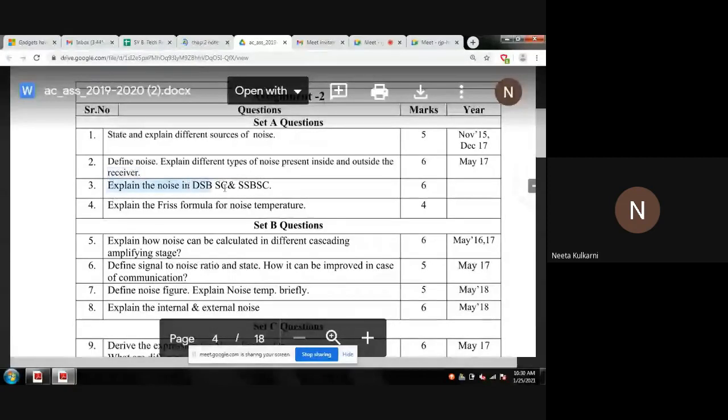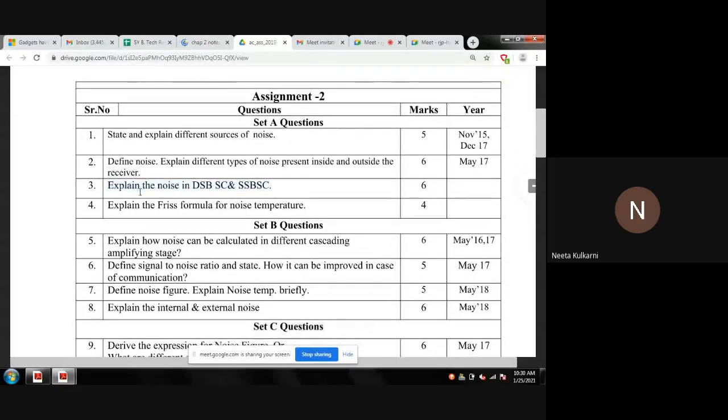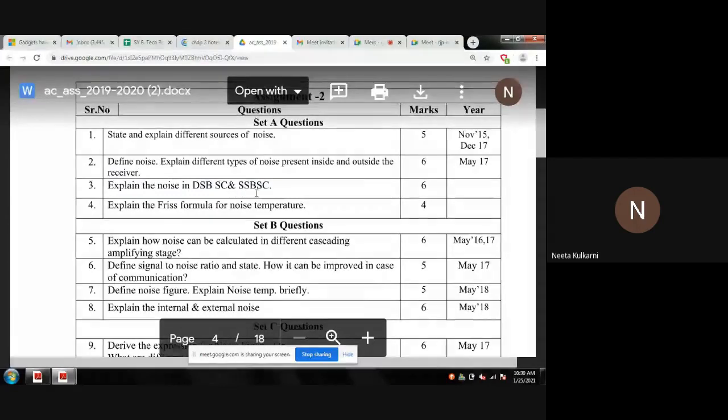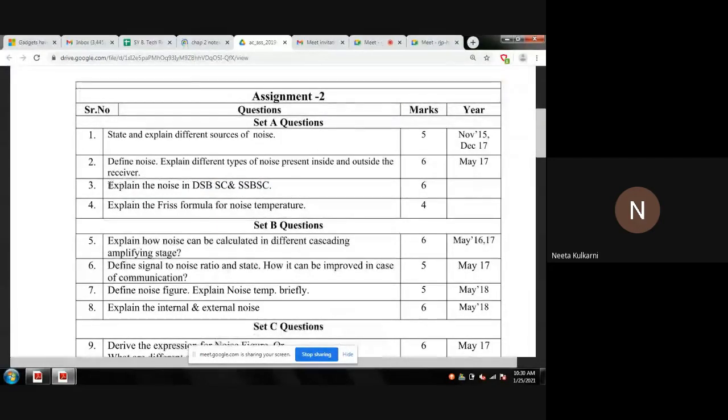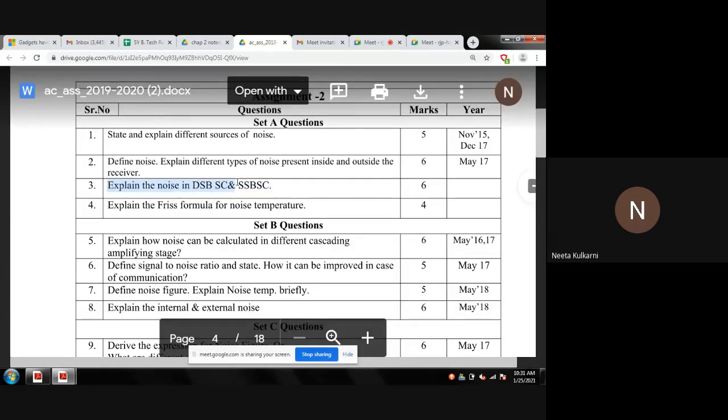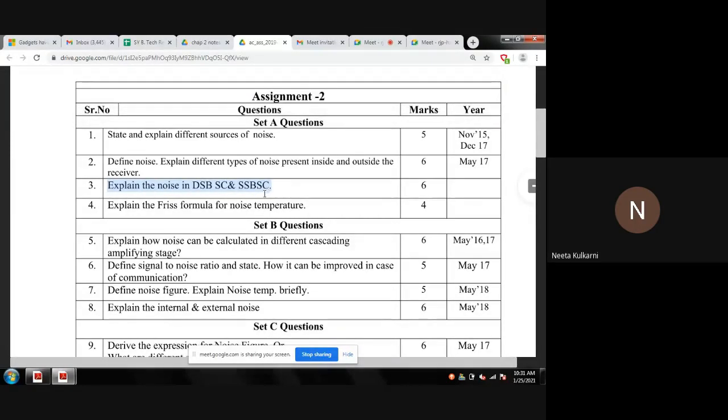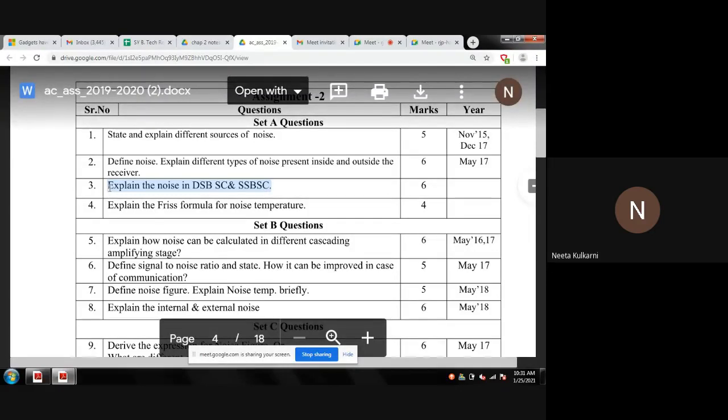Explain the noise in DSBSC and SSBSC. Okay, so here it is not expected to write in detail. Actually, here you have to consider this question as: what is the effect of noise, or what is the behavior of DSBSC and SSBSC signals, or in the working of DSBSC and SSBSC signals, what is the effect of noise. That is expected in this particular question.